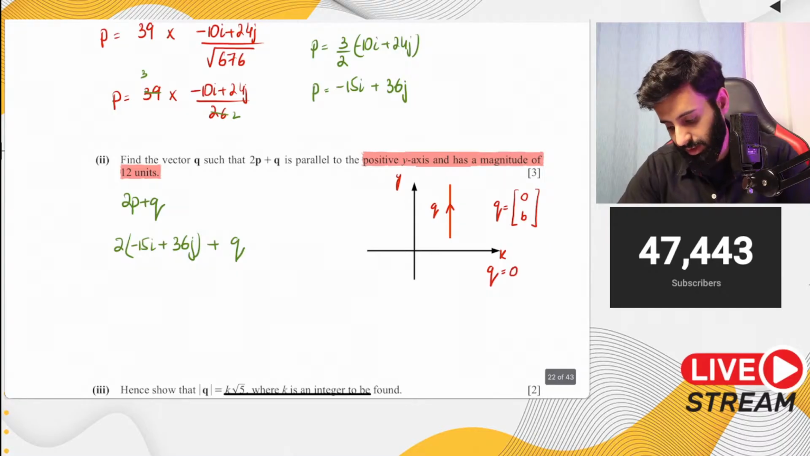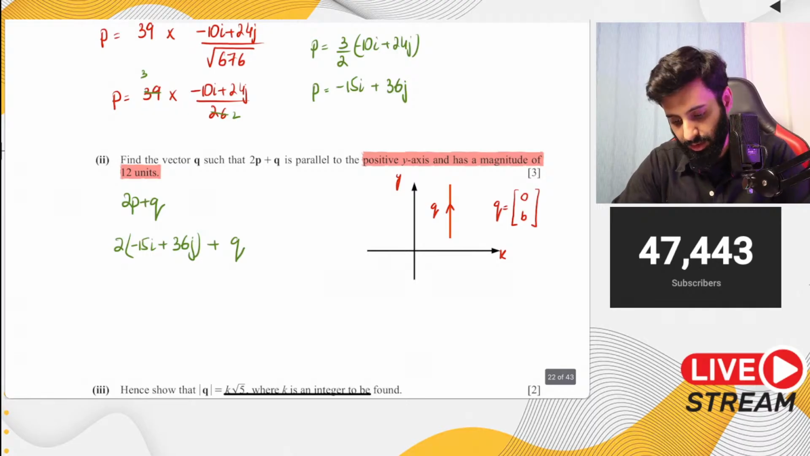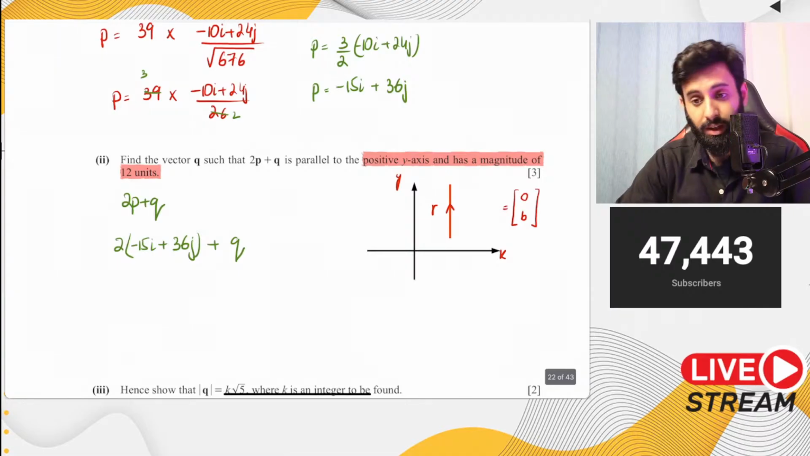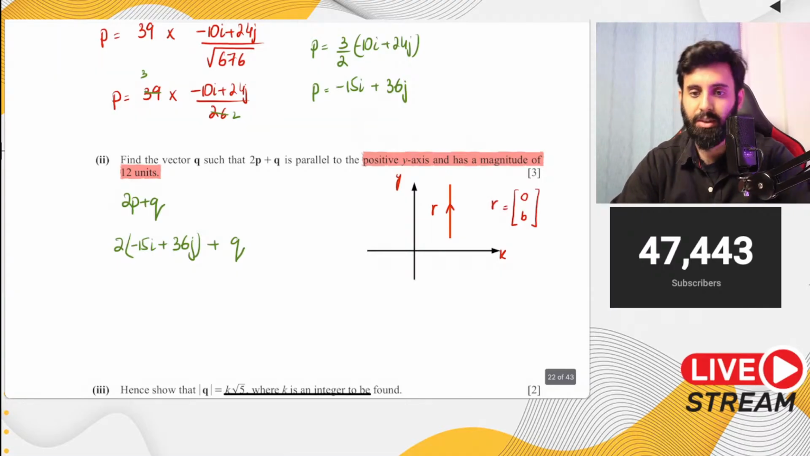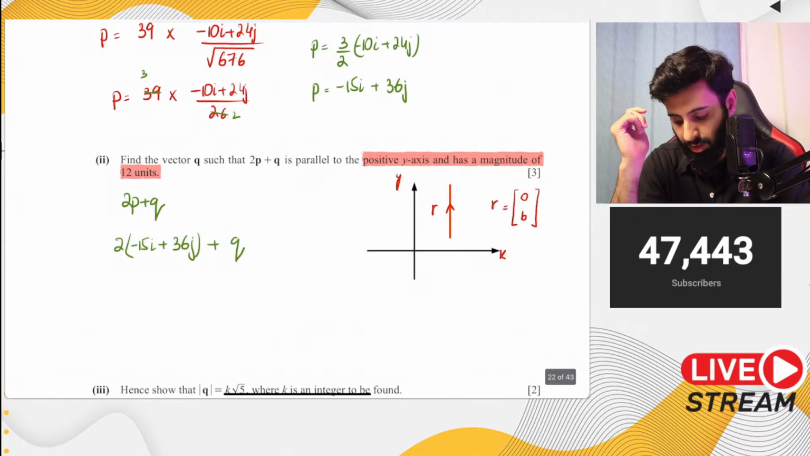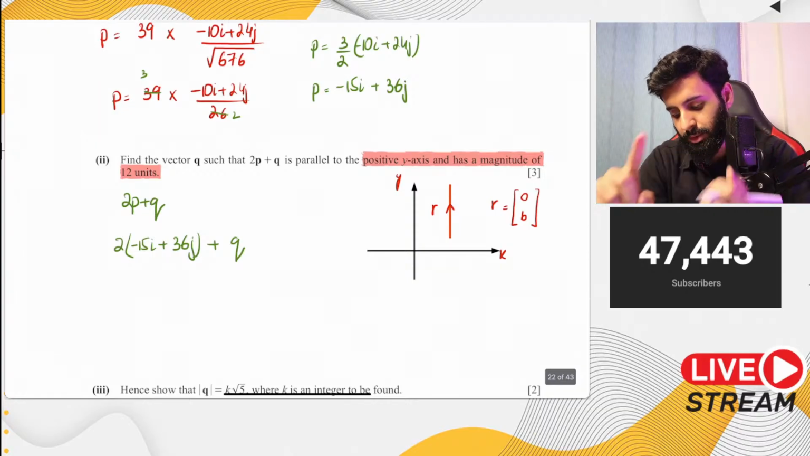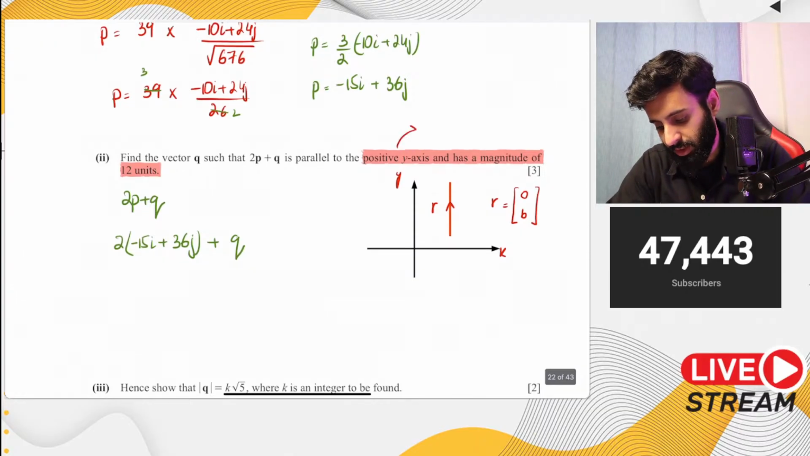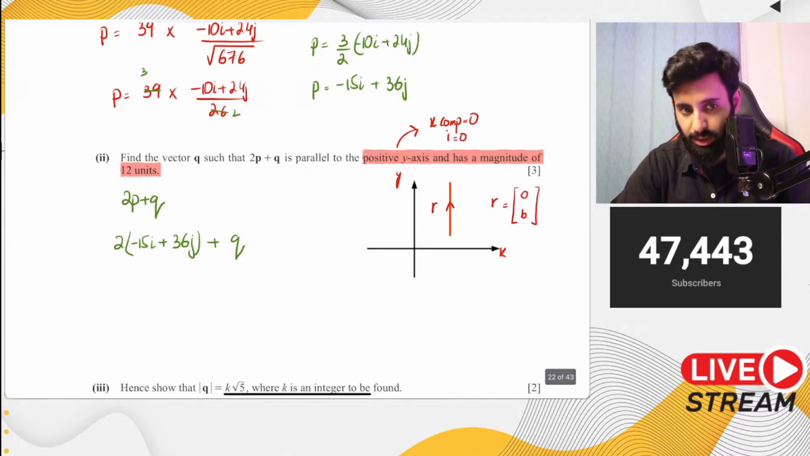Wait, it's not actually q that is parallel to the positive y-axis. Okay, I just gave an example. Let's call it r. So if you have a vector r which is parallel to the positive y-axis, remember this, it's not gradient equals 0. In fact, the gradient is going to be infinity because it's a vertical line. So the x component will be equal to 0, or in other words, there will be no I. I will be equal to 0.